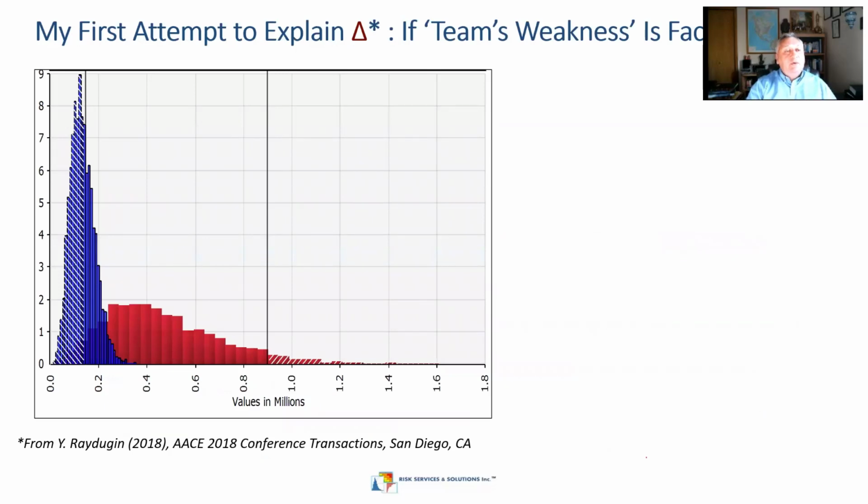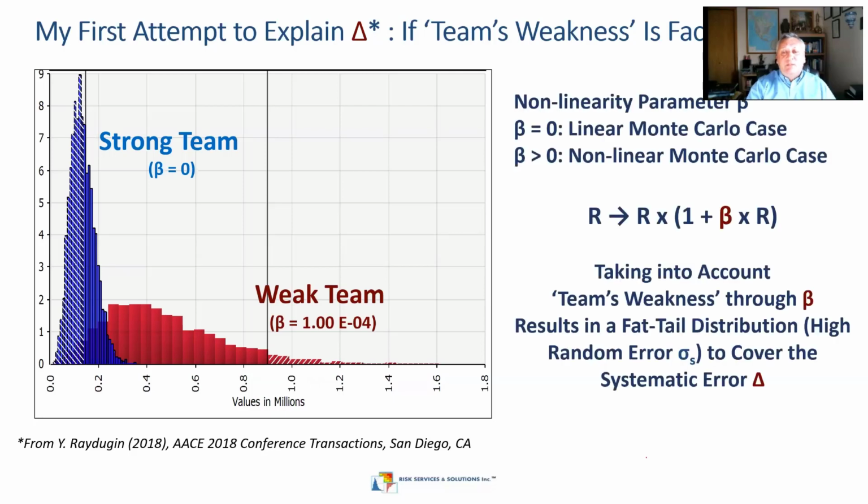My first attempt to calculate deltas or systematic errors in Monte Carlo models was done in San Diego, actually, at the AACE conference in 2018. I used one simple parameter, beta, a nonlinear parameter where every particular risk is multiplied by 1 plus beta, a product with R, the same risk. In a way, it's about team weaknesses. No interactions among risks. Every particular standalone risk will be modified.